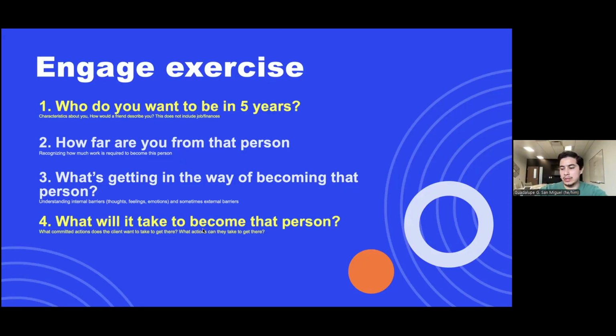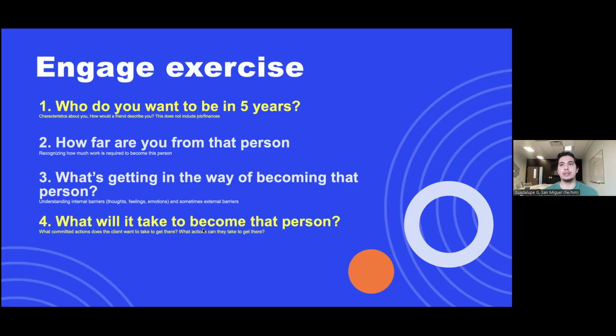So I came up with this idea of asking my clients the specific question: who do you want to be in 5 years? I go into depth on what type of person they want to be. I make sure I tell them I'm not talking about your job, I'm not talking about your finances. I'm really talking about the person that they want to be in 5 years. Or I'll say, how would a friend describe you in 5 years?